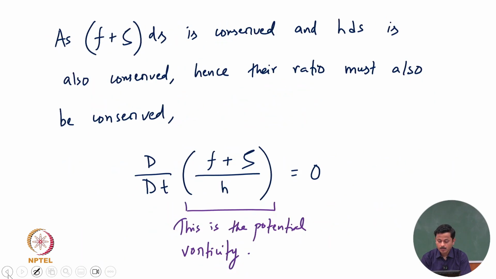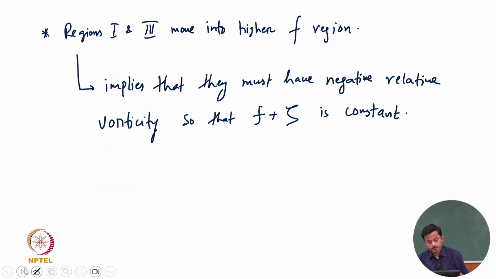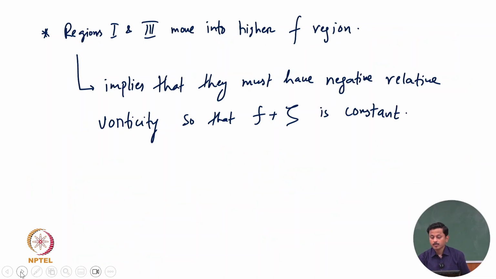f plus zeta should be constant. Now, given that it has moved into a higher PV region, a higher f region, the relative vorticity should be negative, so that the sum of f plus zeta is constant. Okay, so what does a negative relative vorticity mean? There is a clockwise rotation.